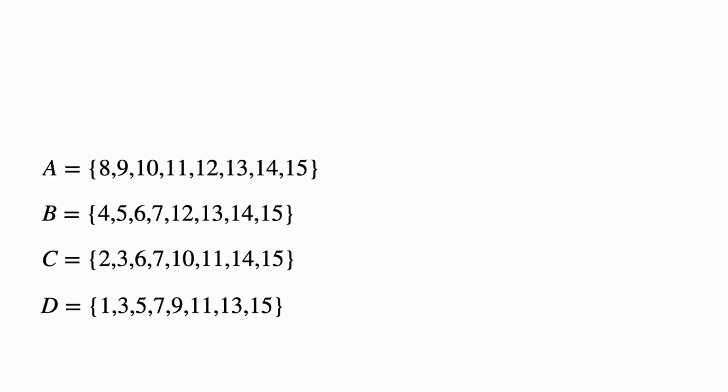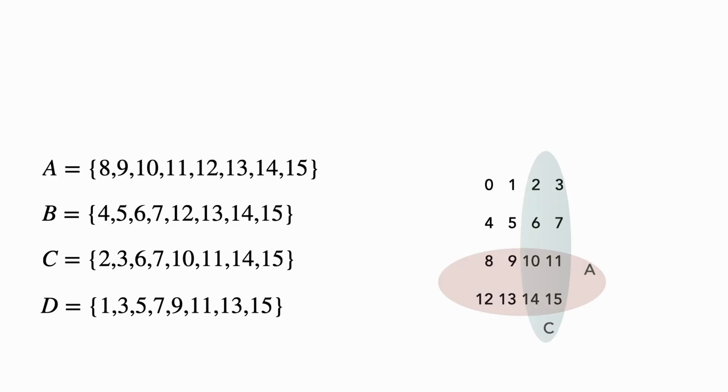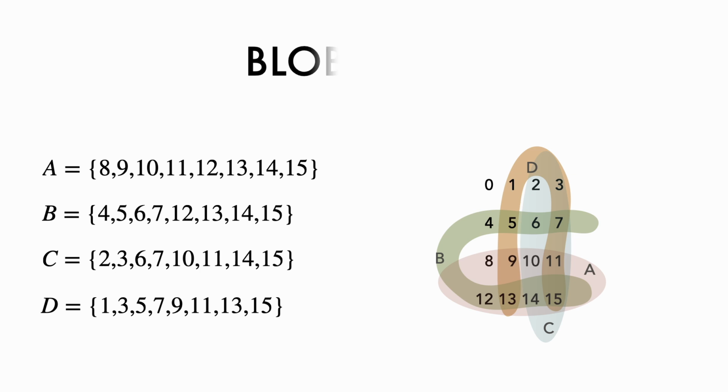Now what about doodling Venn diagrams as blobs? Let's say we don't want to draw it as circles. Alright, so let's write all the numbers. We could use ovals for A and for C. But if we allow ourselves to draw non-oval diagrams, then we can indeed represent these four subsets faithfully as a Venn diagram. So non-oval shapes, blobs, do represent these four sets.